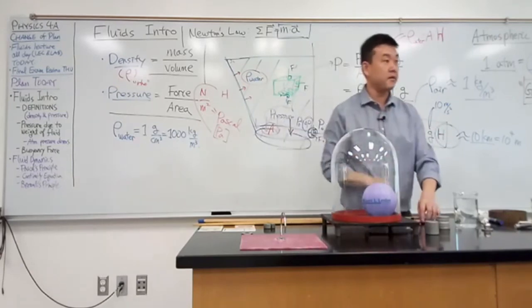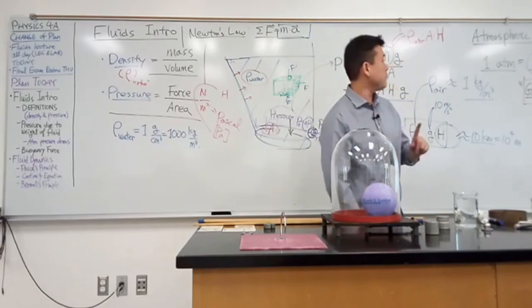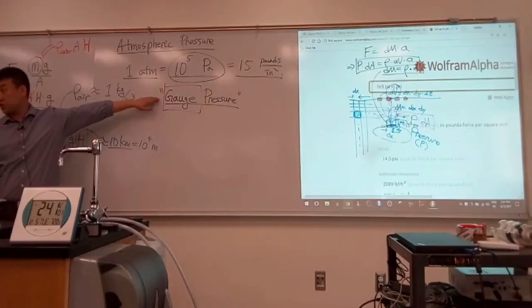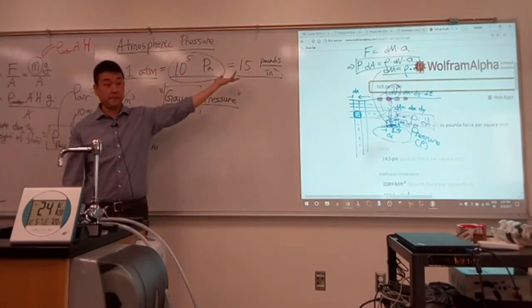So your car tires, like my Honda Civic, it's supposed to have 30 PSI. And that would be 30 PSI gauge pressure. So in terms of absolute pressure, it should be 45 PSI.